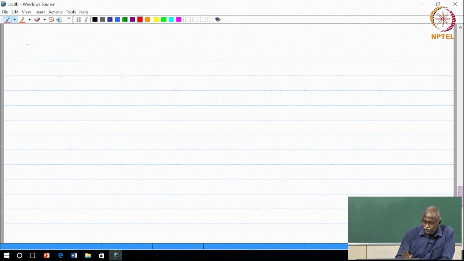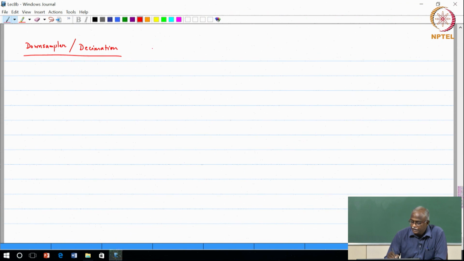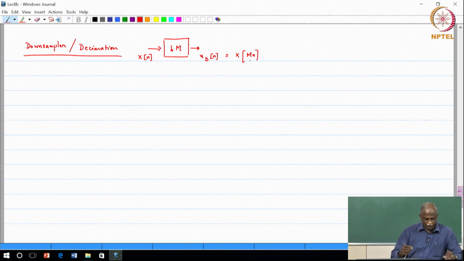So the downsampler, opposite of the upsampler, is the downsampler, opposite of interpolation is decimation. We will just call it either a downsampler or a decimator. The notation that we follow is a box with a down arrow with value equal to M. If this is x of n, we call this xd of n, that is equal to x of Mn. This we have already looked at in the time scaling part, so nothing new or difficult in this one.